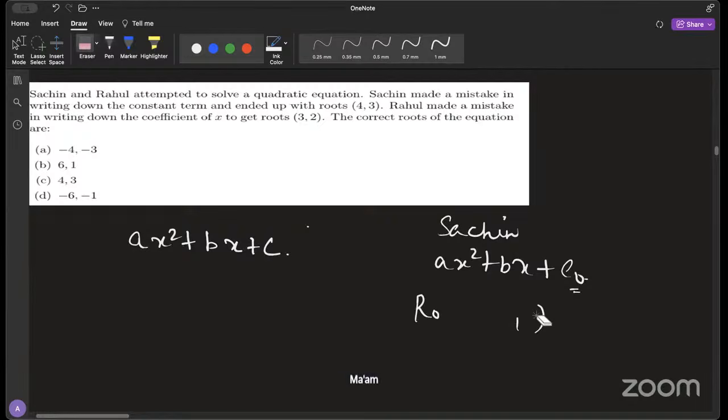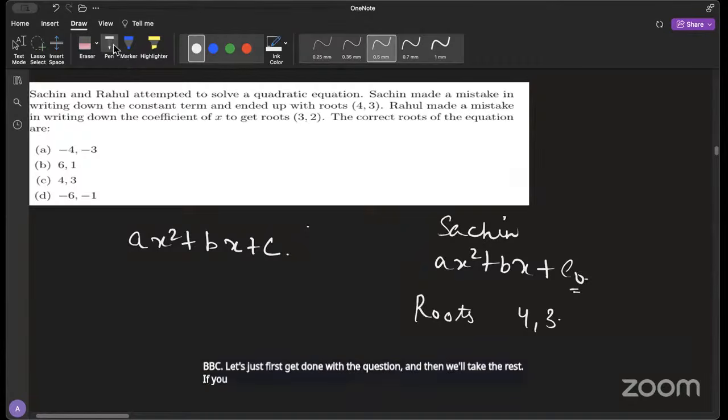Ma'am, suppose the coefficient of x square, a, is not equal to one, some other number, then what do I do in this question? Okay, we'll see. Let's first get done with the question and then we'll take this up. If you're still left with any doubt, then we'll discuss. Okay, so your roots are 4 and 3, right?